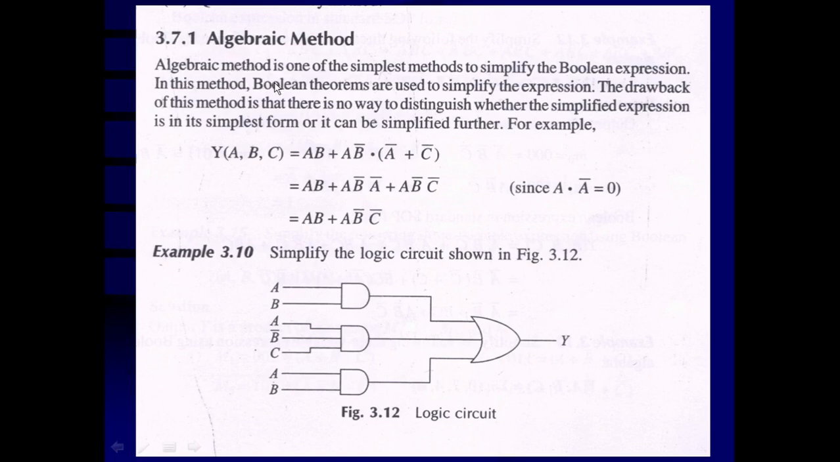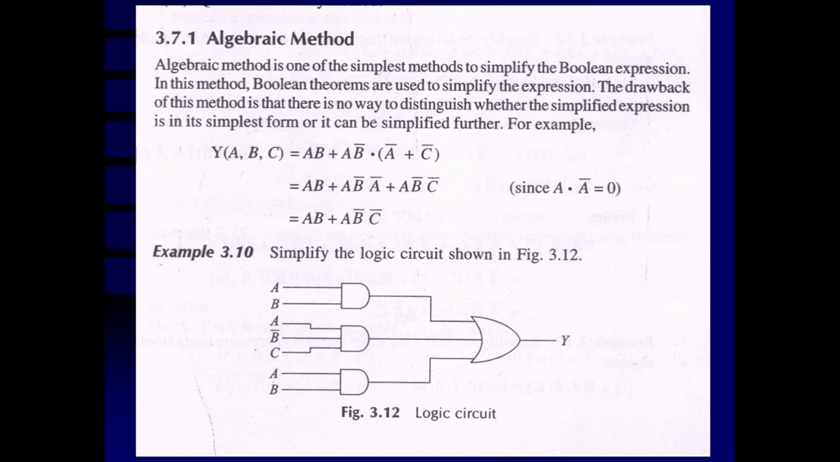The algebraic method is one of the simplest methods to simplify a Boolean expression. In this method, the Boolean theorems are used to simplify the expression. That means the Boolean laws and theorems we have studied for the OR operation, AND operation, De Morgan's theorem, then the commutative law, associative law, distributive law, etc. we can utilize to simplify a Boolean expression and get a simpler one.